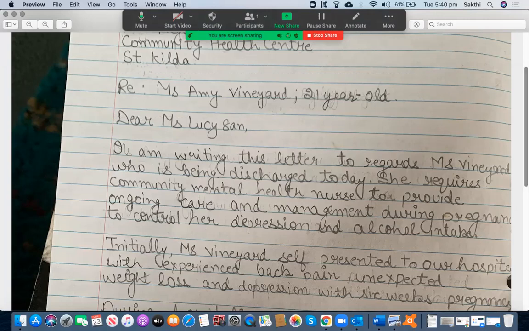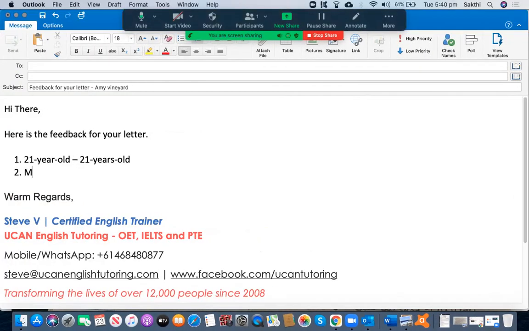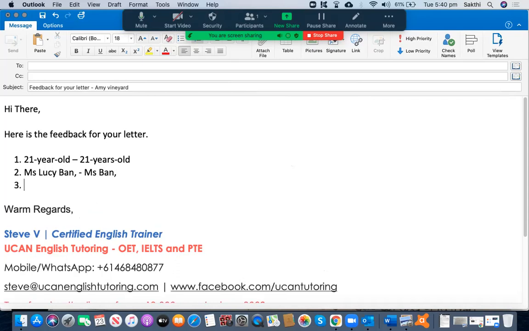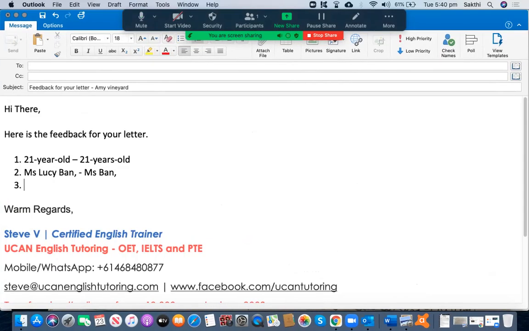Dear Miss Lucy Ban, or whatever it is. So you should write down only the surname, not the first name, not the full name. So instead of writing down Miss Lucy Ban, you should have written Miss Ban, comma. So try not to use Dear Lucy Ban, okay. Dear Miss Ban. All right, let's go to the next one.